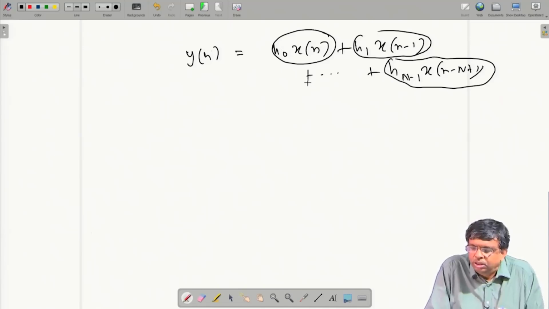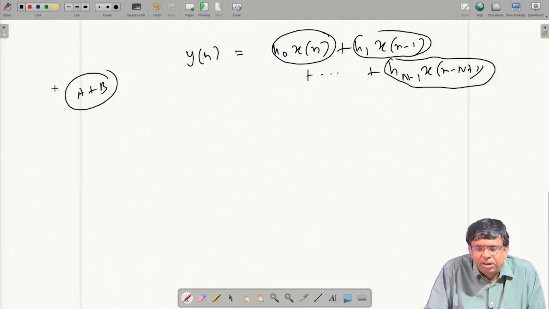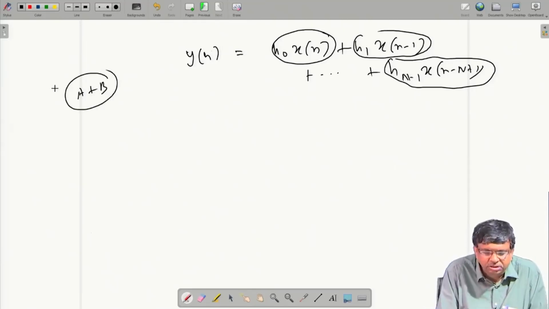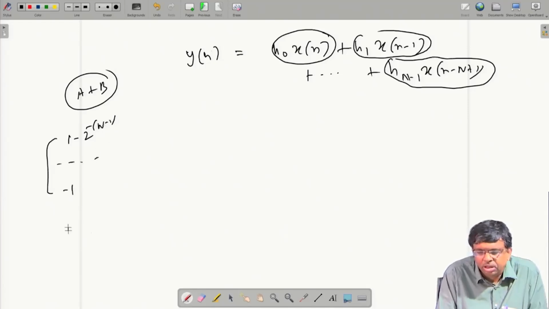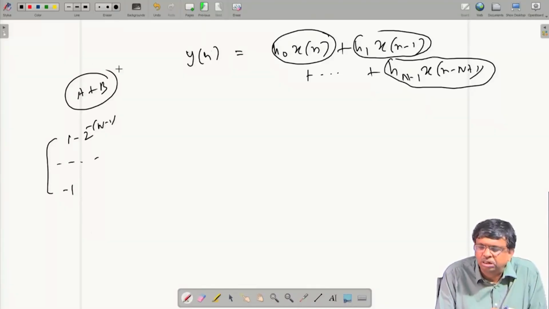Now, whenever you add two numbers, say A and B, if the resulting value is within the range, what is the range of the two's complement system of a W bit system? On the positive side, it is this upper half, and the lower half is -1. This is the range, and 0 in between. If the sum is lying within this range, then there is no problem. There won't be any overflow. W bits are good enough to represent the resulting one uniquely.